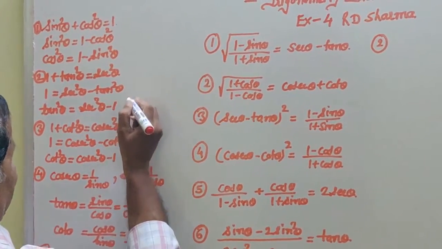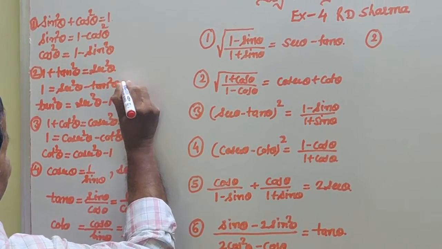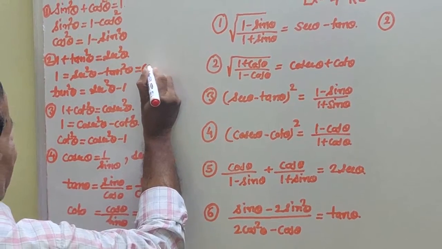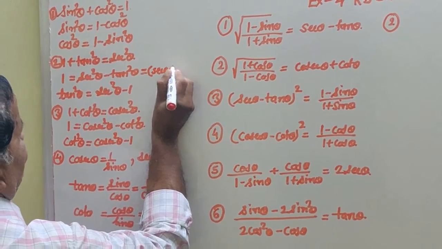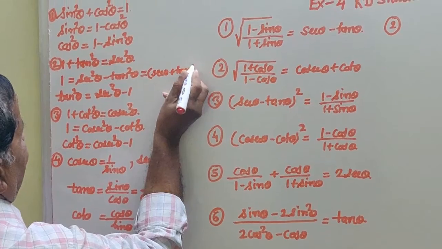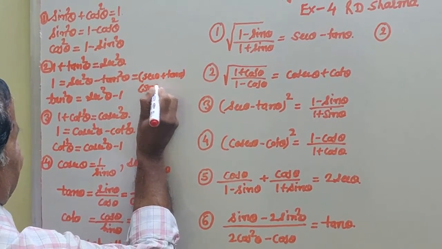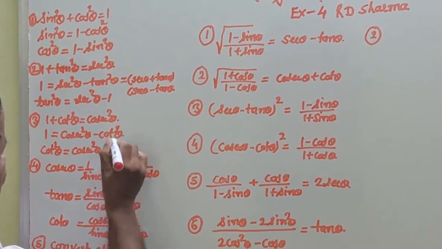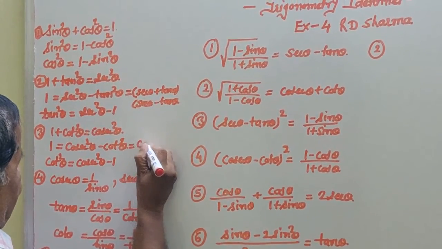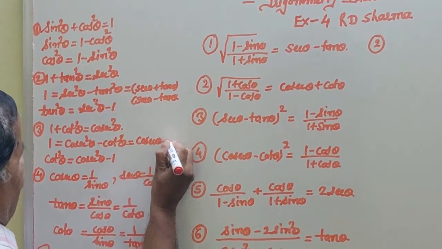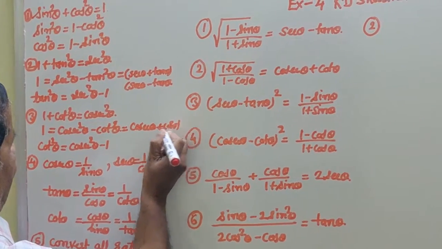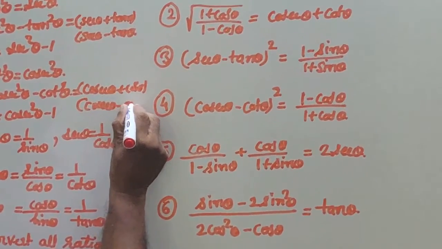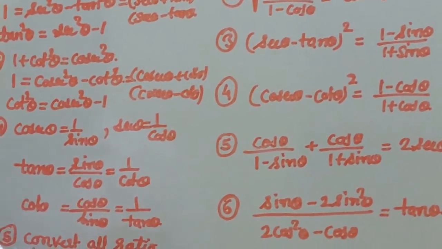In this identity I can write this as a plus b and a minus b, meaning sec theta plus tan theta, and another bracket will be sec theta minus tan theta. Can I write like this? Now for this also I can write cosec theta plus cot theta, and in the second bracket I can write cosec theta minus cot theta.